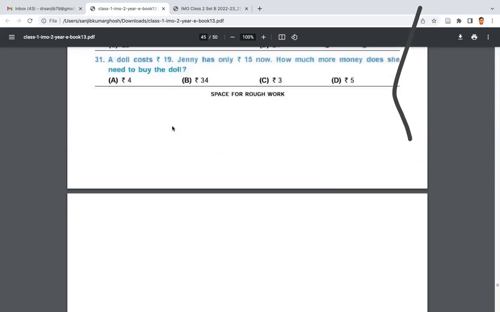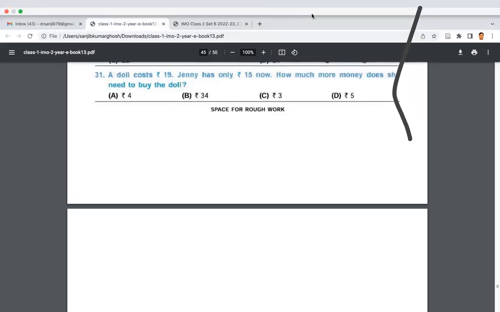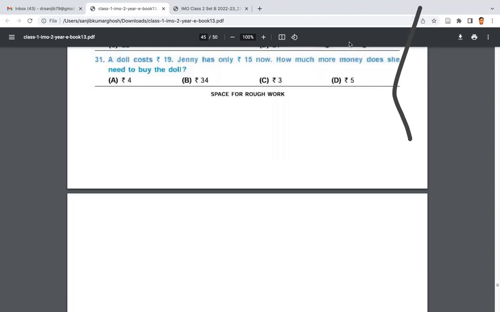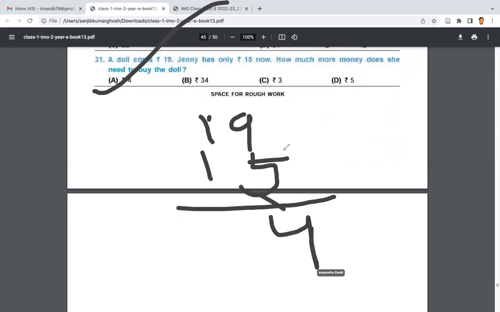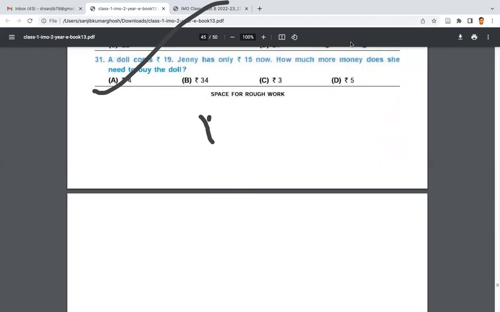A doll costs 19. How much money does it cost? Four. Very good, excellent. Explain me your answer, Beta. This is a doll that costs 19, 15, so 19 minus 15. It is a long question, so I'll put 9 minus 5 is equal to 4. And 1 minus 1 is 0. The answer is excellent, very good.